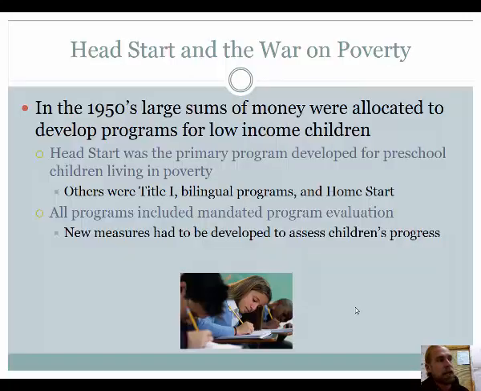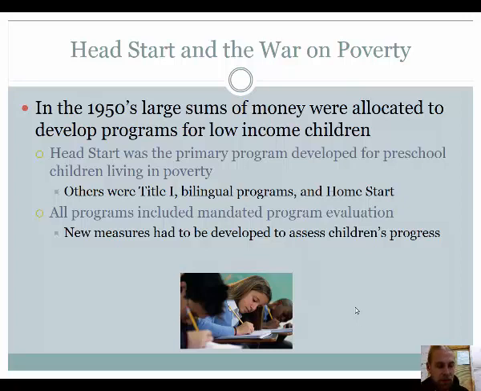So let's develop Head Start and declare a war on poverty, right? So in the 1950s, you have all this money going into Head Start programs. You have development of Title I programs, other bilingual programs. Home Start is developed later on.